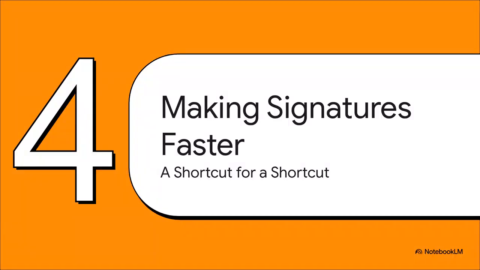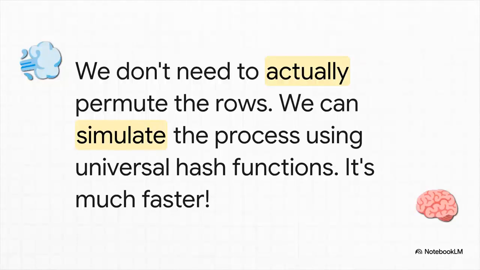Okay, that's awesome. But you might already see the next problem, right? Actually shuffling billions of rows, even inside a computer, is still way, way too slow. So now we need a shortcut for our shortcut. And the solution is just as brilliant. It turns out we don't have to actually shuffle anything at all. We can use a neat mathematical tool called a hash function to simulate the random shuffle. It gives us the exact same result, finding that first one, but without doing any of the slow, painful reordering.